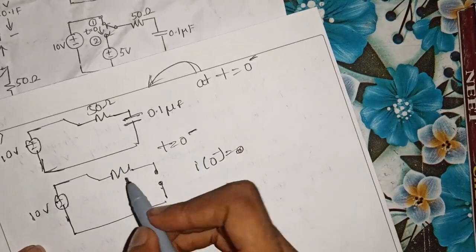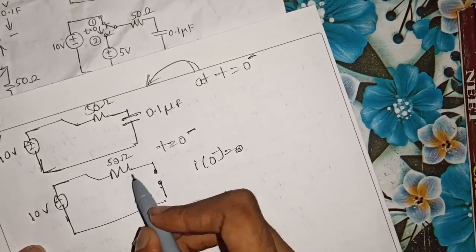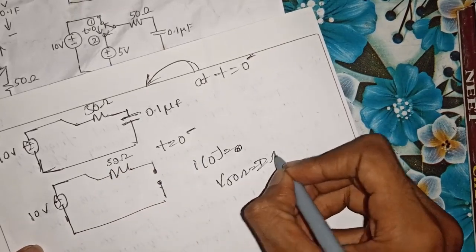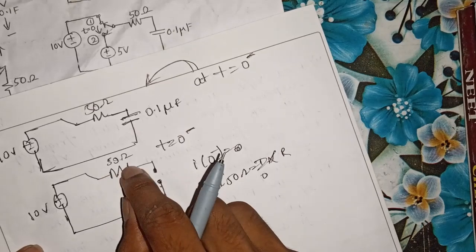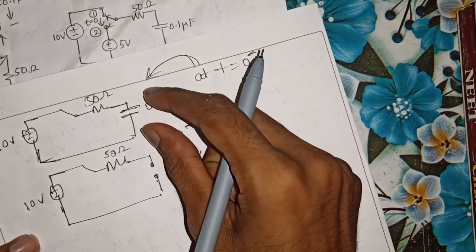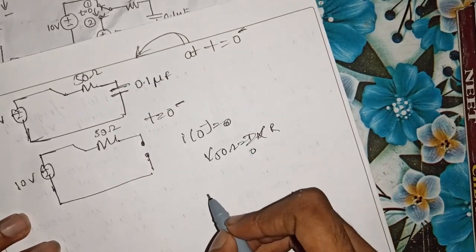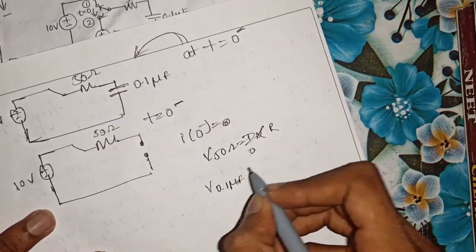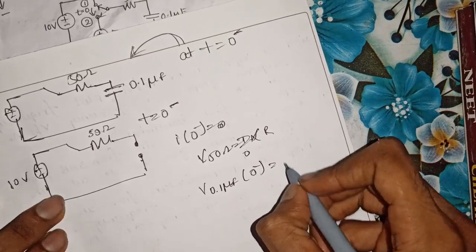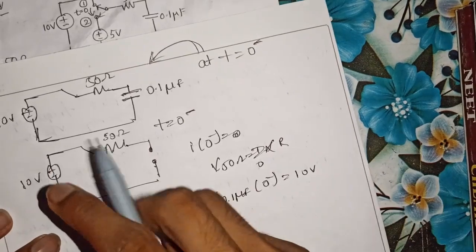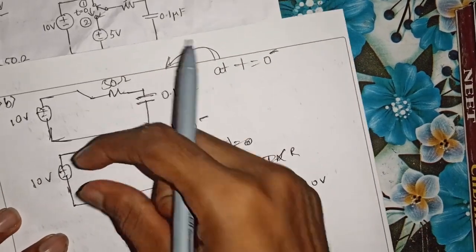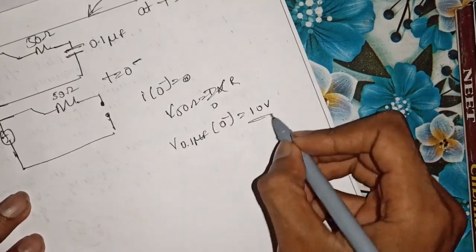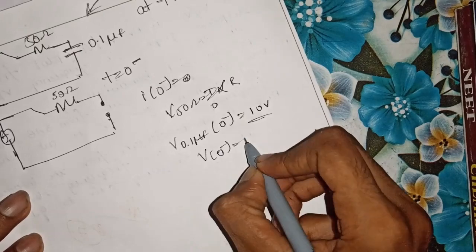Since there will be no current flowing, the voltage drop across the 50 ohm resistance, which is V equals I into R, is zero. Thereby, the voltage across the 0.1 microfarad capacitor at t equal to 0 minus will be simply 10 volts. Since there is no voltage drop across the 50 ohm resistance, the same voltage appears at this terminal. So the voltage at 0 minus is 10 volts.